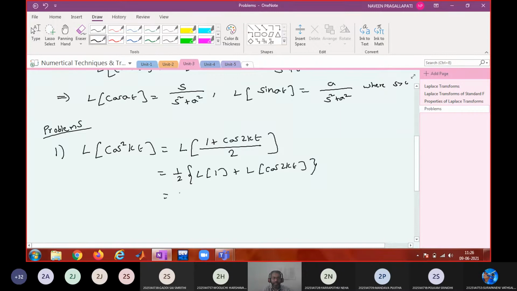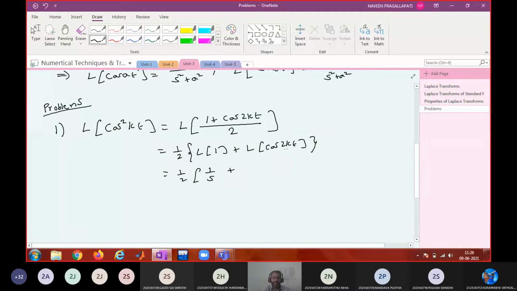So this is 1 by 2 times 1 by s plus, okay, what is a here? a is 2k. Laplace of cos at is s by s square plus a square. So it is going to be s by s square plus 2k whole square, that means nothing but 4k square. You can leave the answer with this. No need to simplify further.